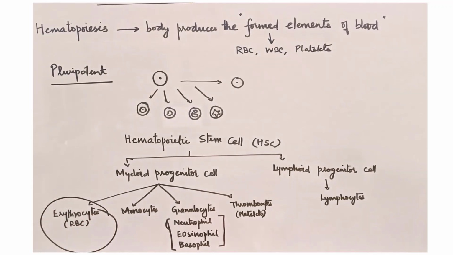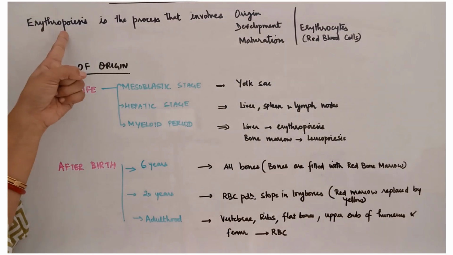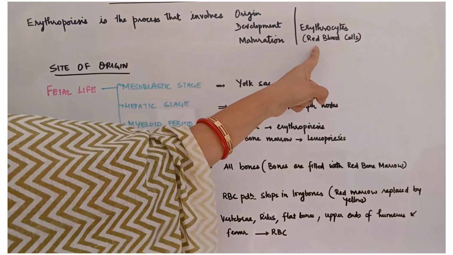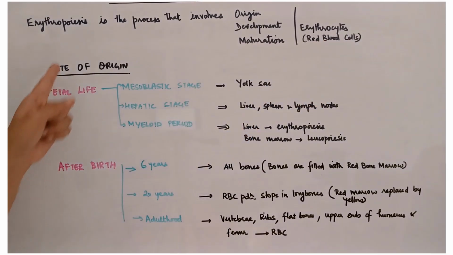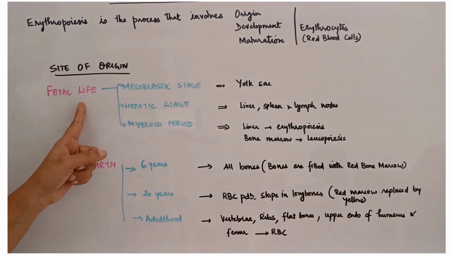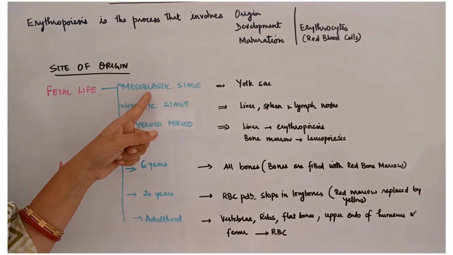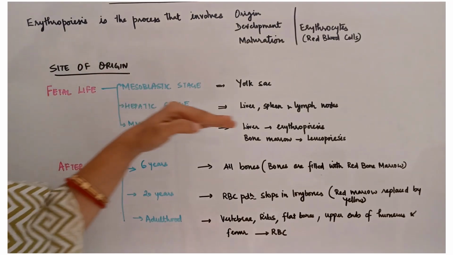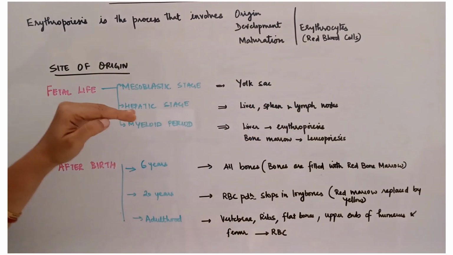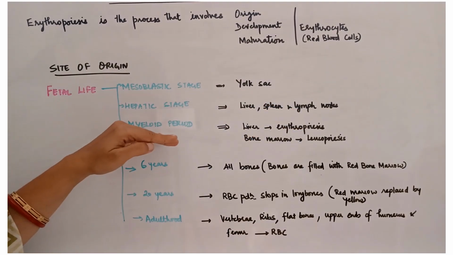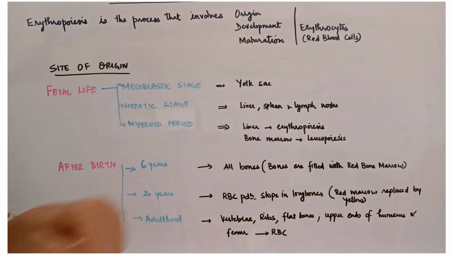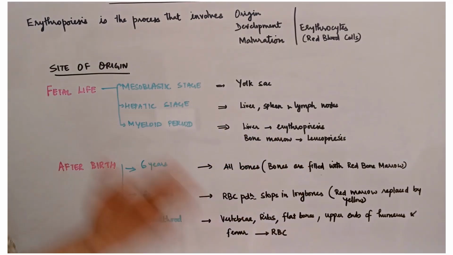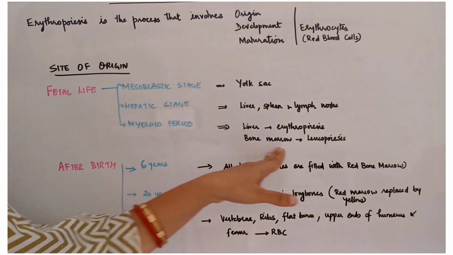Erythropoiesis is the process which involves the origin, development, and maturation of erythrocytes. So where does this occur? In fetal life, it initially occurs in the yolk sac, which is the mesoblastic stage. Then from the second month in the liver, spleen, and the lymph nodes, which is the hepatic stage. The final or myeloid period begins in the fifth month, with liver occupied with erythropoiesis and bone marrow with leukopoiesis. Later, bone marrow takes charge of overall hemopoietic activity.